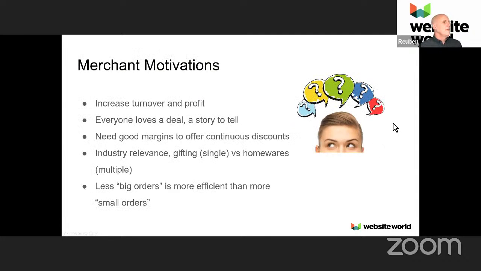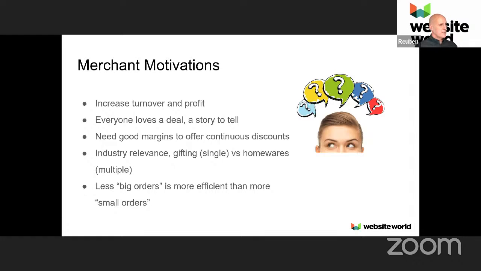Great, okay. So first of all, we have to consider a little bit the merchant motivations. We're thinking more about the merchant here. So we want to increase your turnover, we want to increase your profit. Everyone loves a deal, and you need a story to tell to let your customers know that there's a deal. But at the end of the day, we're trying to increase our turnover and profit, not just sell something cheaply. If we're going to be in the business of offering continuous discounts or offering the sort of deal-based approach to e-commerce, we're going to need really good margins as a starting point, so that when we discount off those high margins, we are still making a profit.